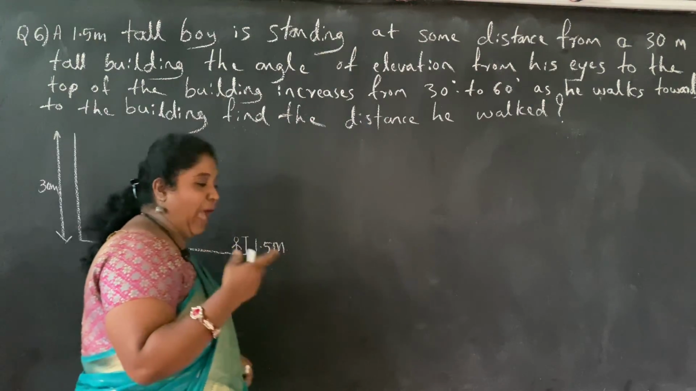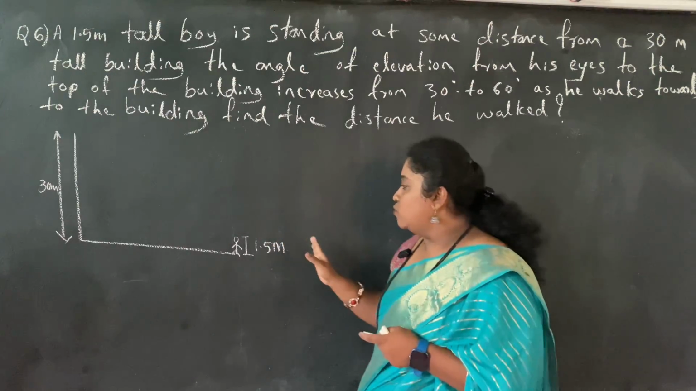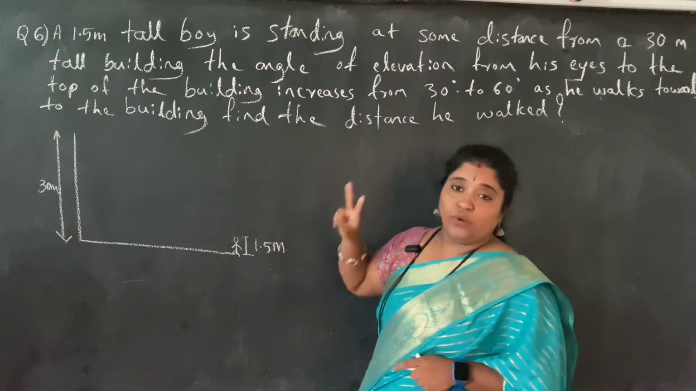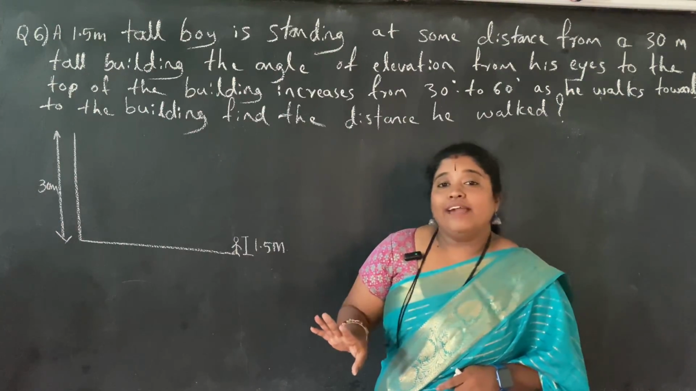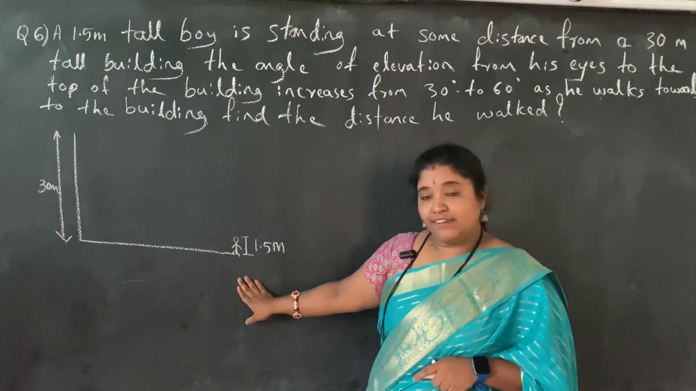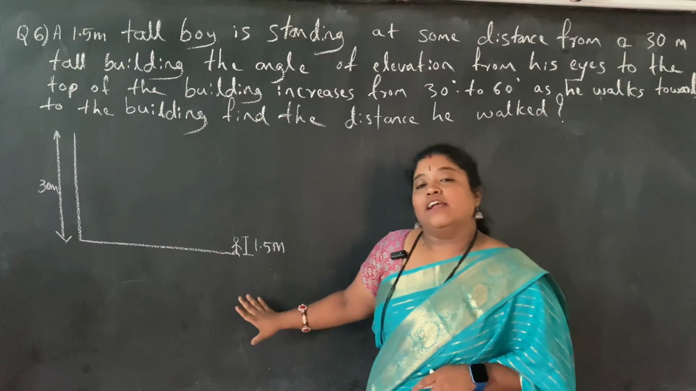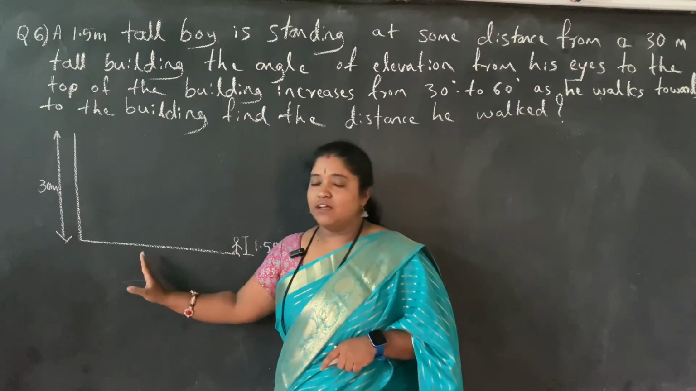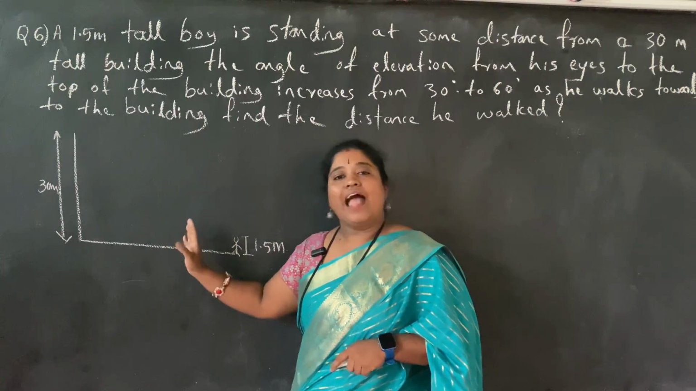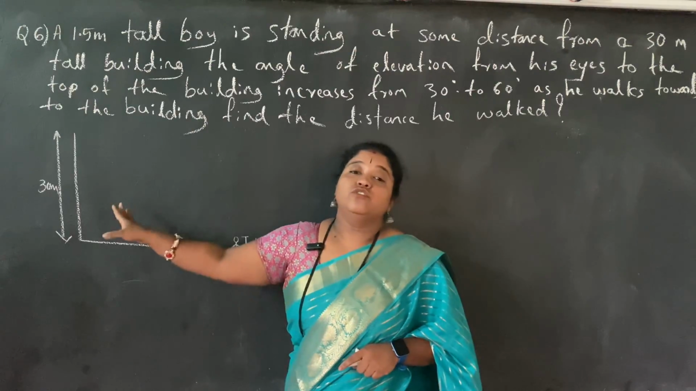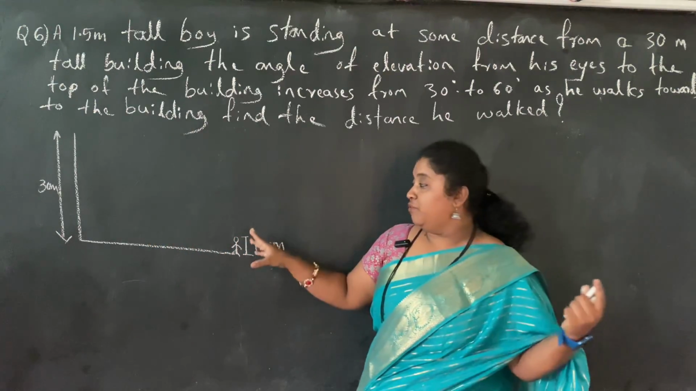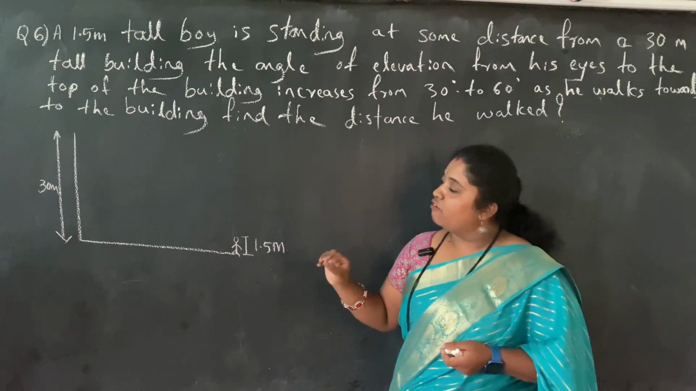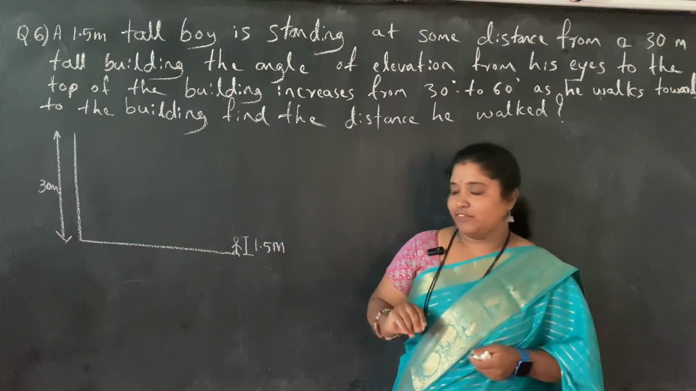Now what is happening is the boy is trying to move towards the building. They have given you 2 angles, 30 degree and 60 degree. What they are telling is, when he's standing here and looking at the top of the building, the angle of elevation was 30 degree, and when he moved a little further towards the building, the angle of elevation changes to 60 degree. You need to find how much distance he has walked. Understood?